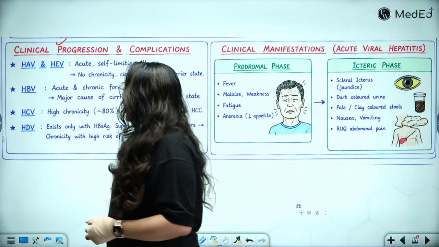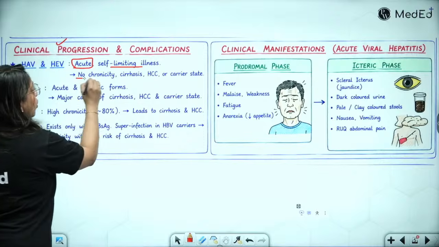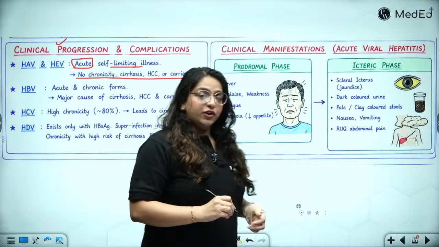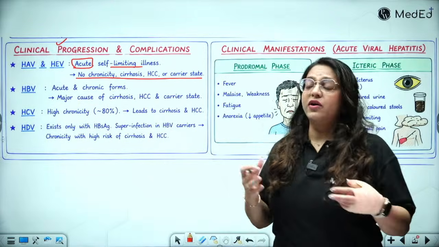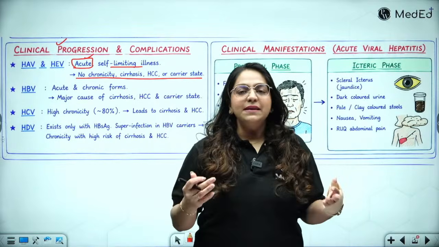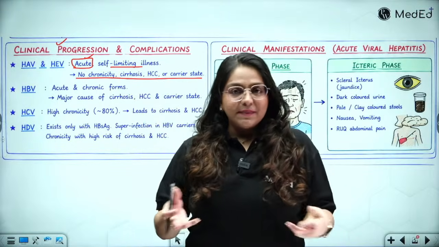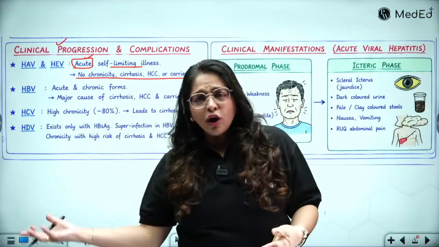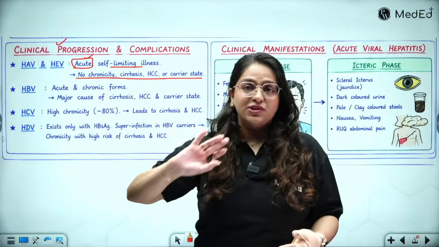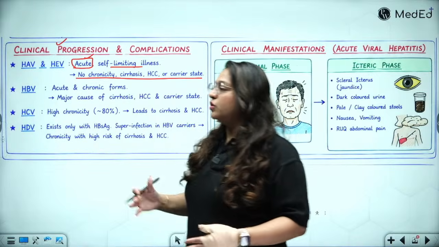Like I was saying, hepatitis A and E are acute and self-limiting. There is no chronicity, cirrhosis, hepatocellular carcinoma or carrier state. Something which is acute makes sense that it will definitely not go into chronicity. Something which is acute will not go into carrier stage or cancer stage. Okay, it is acute, it will happen and it will go away. So there is good prognosis.